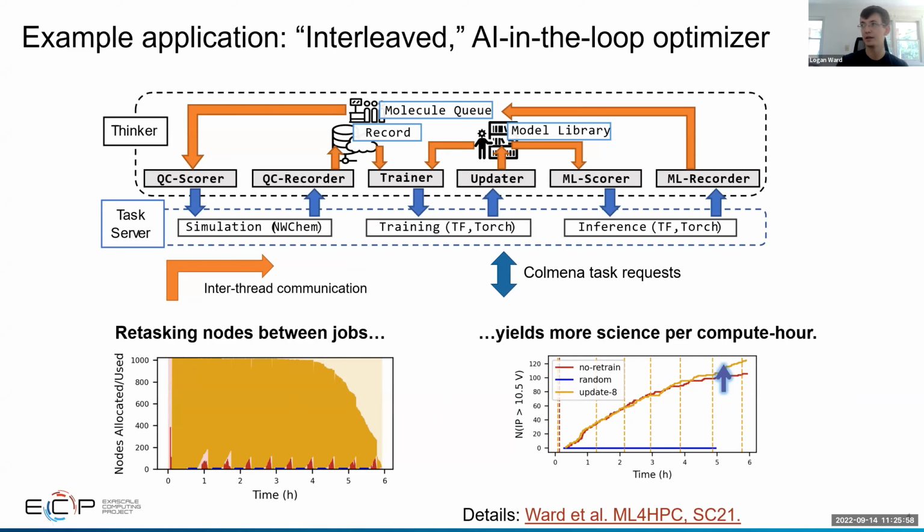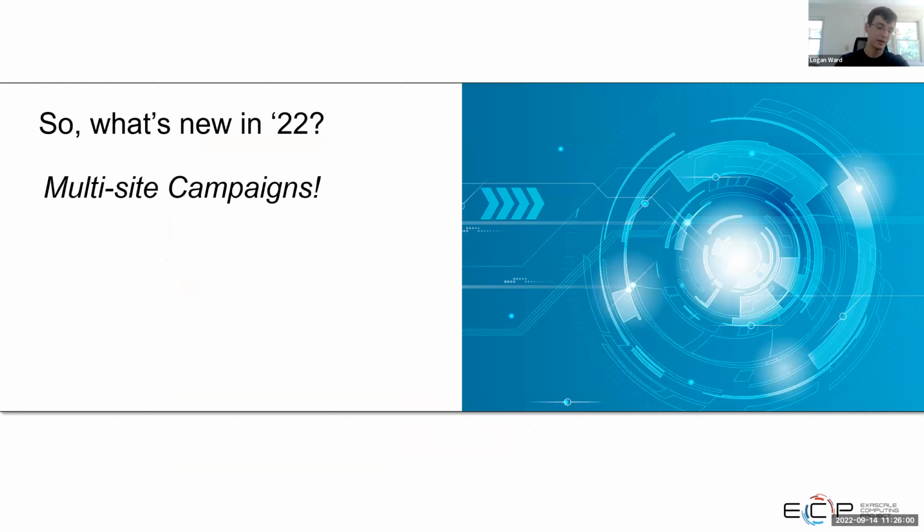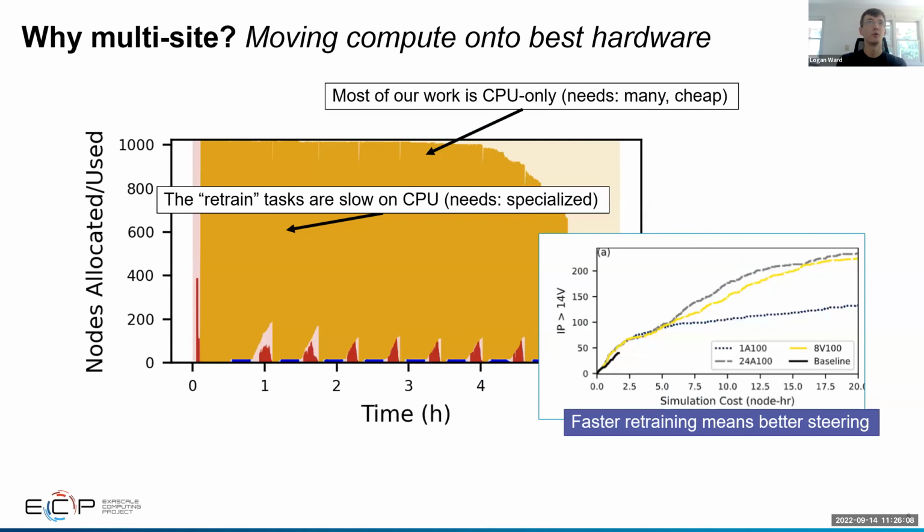Now, that's Colmena in a nutshell. The rest of the talk that I want to give today focuses in on what we've done in the past year on implementing multi-site workflows. So we want multi-site workflows for some of our example applications because some compute doesn't work well on conventional hardware.